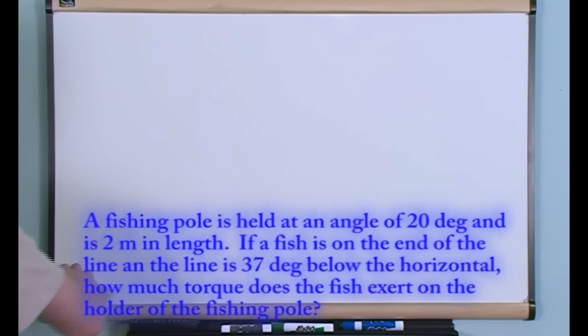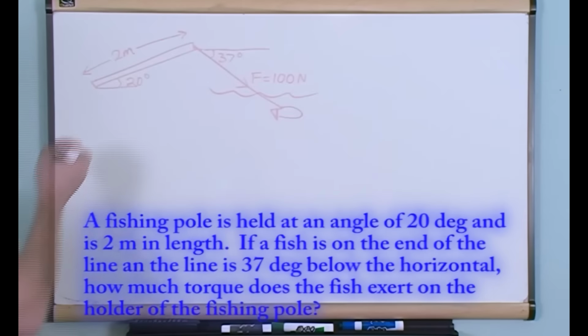Second problem is a little more interesting. One of my favorite things to do is fishing. You're out there fishing, and you've got a fishing pole that's at an angle of 20 degrees from the ground, and a fish is tugging on the fishing pole because you caught a fish. The question is, how much torque does this fish exert on your hand? Because it's obviously pulling on the line here.